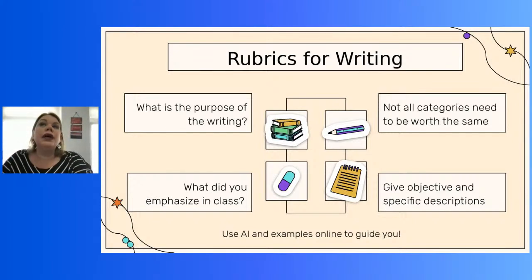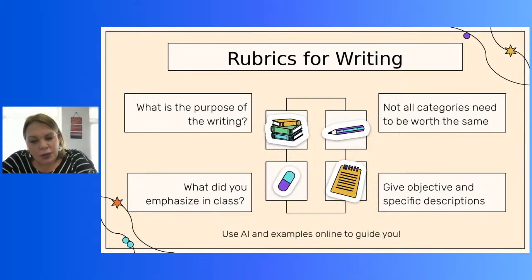So of a rubric of a total of 20 points, maybe you decide to give 10 points to organization or to vocabulary. That's fine. You can do that and have the other categories be worth 2, 3, 4, whatever you decide. Right? So there's no written law that says every category must be of equal value. It depends on your focus, right?